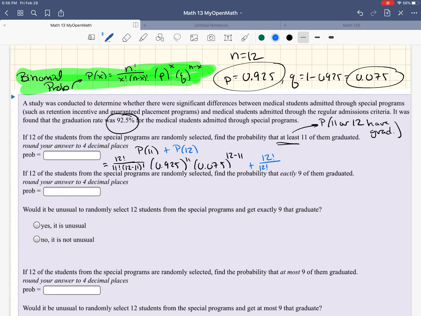Okay, and then the second one will be 12 factorial with 12 chances of success, so over 12 factorial, and then 12 minus 12 factorial. 0.925 to the 12 power, that's our number of successes, and 0.075 to the 12 minus 12. So a couple of things to remember while you're calculating that. Anything to the 0 power is 1. And this is 0 factorial in this denominator, which equals 1 also. So when we plug all this in and calculate it, and add those two probabilities together, we're going to get a probability of 0.7741 for the combined probabilities.